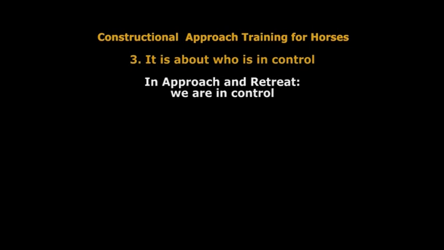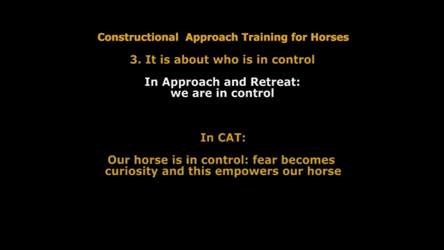It is about control. In approach and retreat, we are in control of the situation, and our horse may learn to tolerate the object through submission, but he is not learning to embrace the object of his fear. In CAT, our horse is in control of the situation and removes the object by offering a calm sign. Once our horse learns that he can control the outcome, he no longer fears what happens next. In fact, he gets curious about it as long as he knows that he can control the situation. That simple fact empowers him.